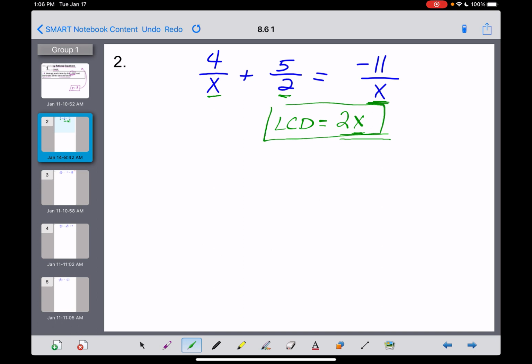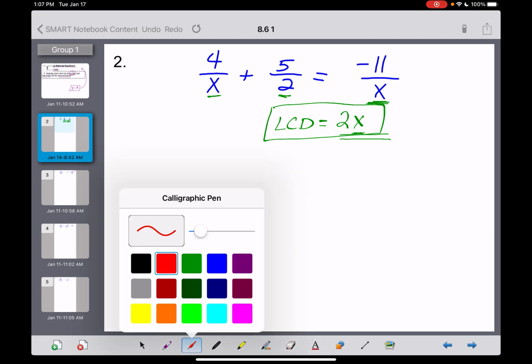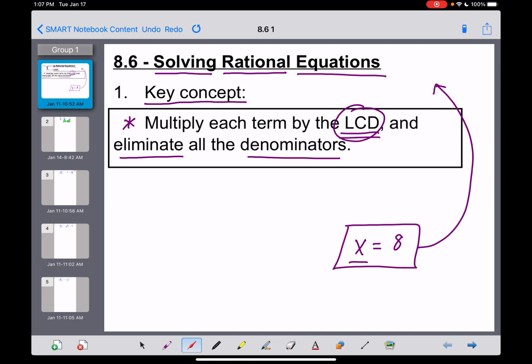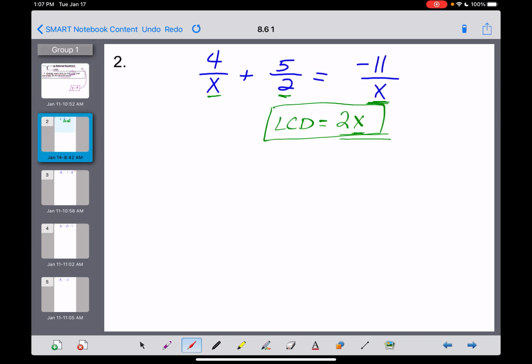That is your lowest common denominator, everybody: 2x. And what are we going to do with that? Let me go back to the key concept here. We're going to take that LCD and multiply it by each term in the entire equation. So 2x is going to get multiplied right here by the first fraction.